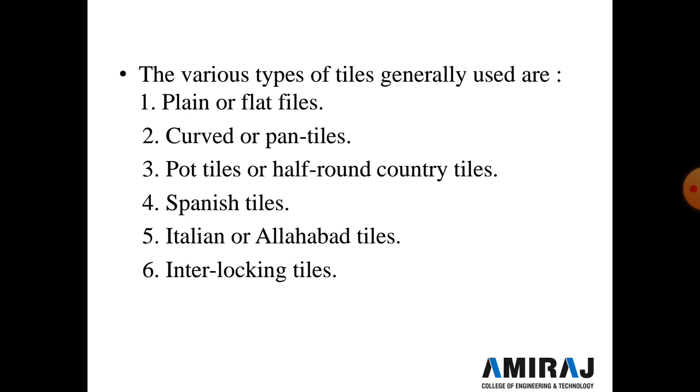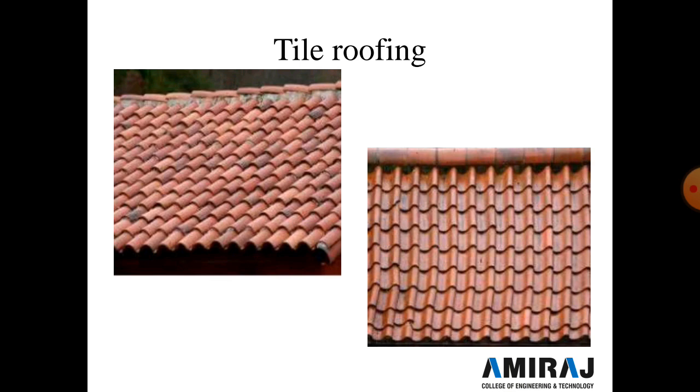Six types of tiles are generally used. First is plain or flat tiles. Second is curved or pan tiles. Third is pot tiles. Fourth is Spanish tiles, fifth is Italian or Allahabad tiles, and sixth is interlocking tiles. Here the tile is exactly as seen. Generally interlocking types of tiles are used for roofing purposes. This figure shows the tile roofing.